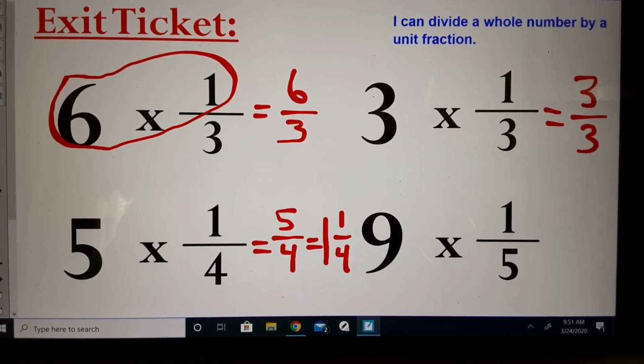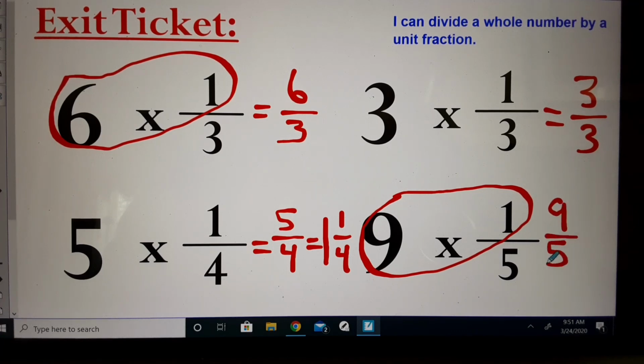Now for this one, 9 times 1/5. Again, we can't do 9 divided by 5, but we can do the repeated addition multiplication and come up with 9/5. 9/5 would equal 1 and 4/5. Sorry if I'm over on the edge of the screen.